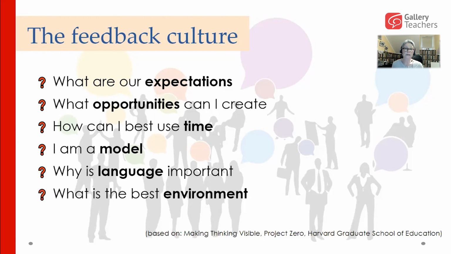The next important element is environment. So, for example, the way we arrange our classroom. Is it in tables aimed at discussion where people are facing each other, or is it in isolated seats or rows? And this will have an impact on how much supportive feedback happens in class.